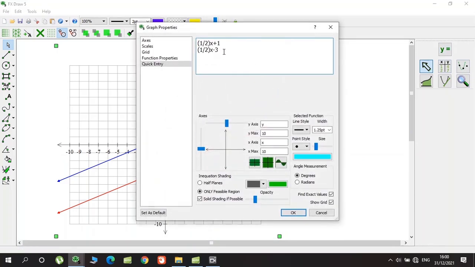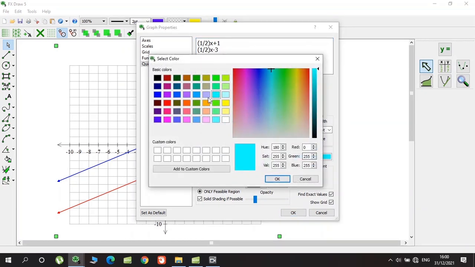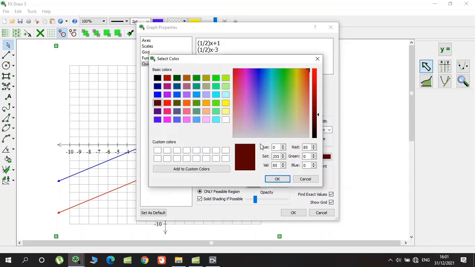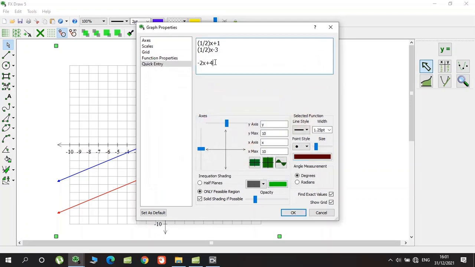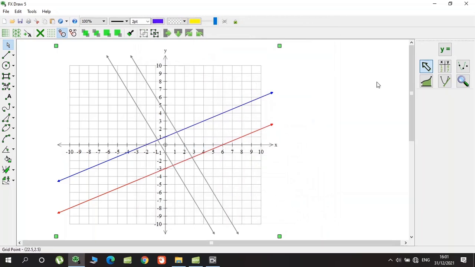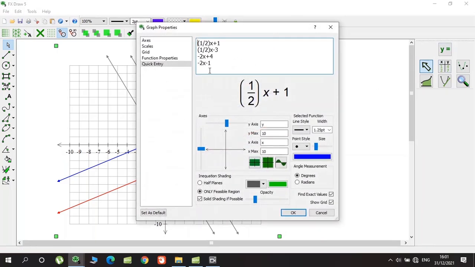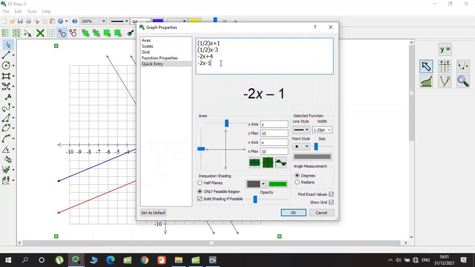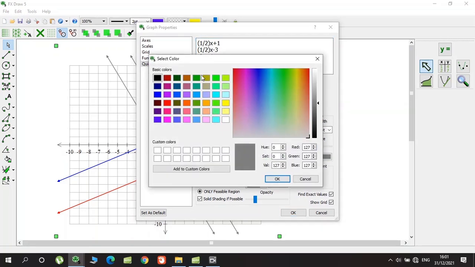Let's check another one. I'm going to use this time minus 2x plus 4. Let's make it clear on the screen. I'm going to use brown color. That's the slope-intercept form again. I'm going to use the same slope, minus 2x minus 1. Sorry about that. Let's change the color of the second one to green.